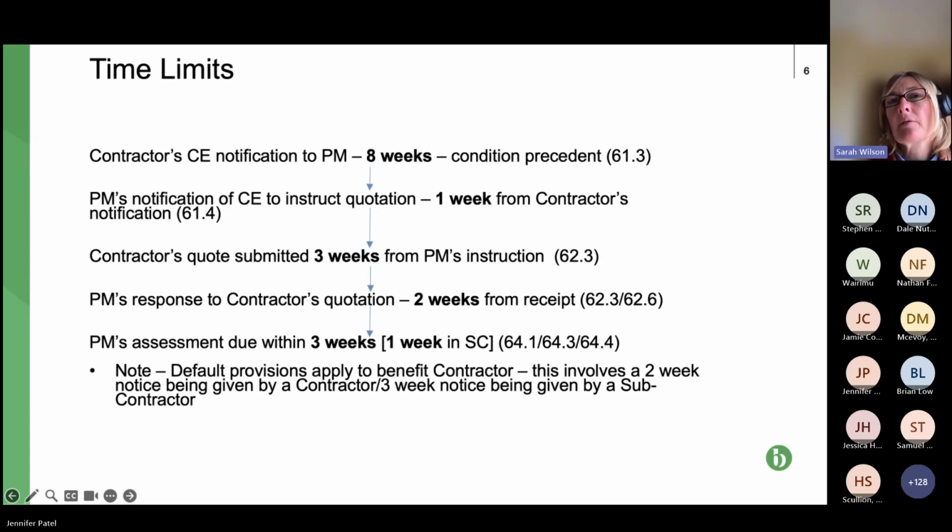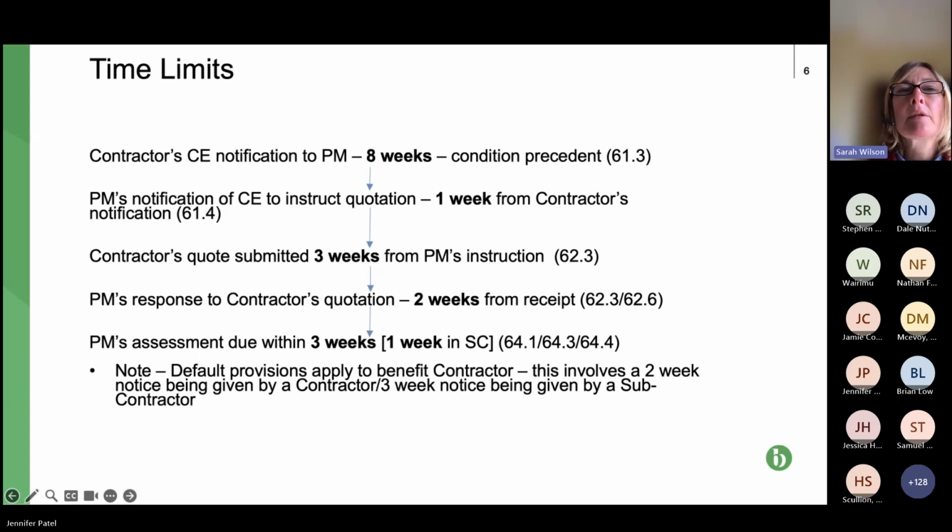But the bullet point describes a default provision which allows the contractor, once the PM has missed its deadline, the contractor can write to the PM, tell them you've missed your deadline here, give them another 2 weeks, and if the PM still doesn't respond within that 2 weeks, then the PM is deemed to have agreed whatever the contractor has submitted in the previous step.